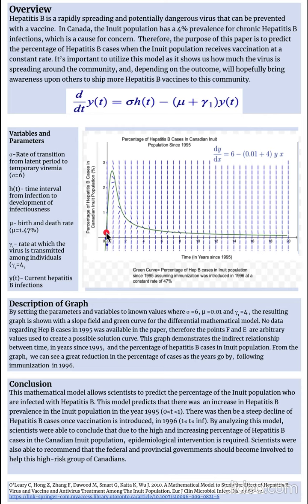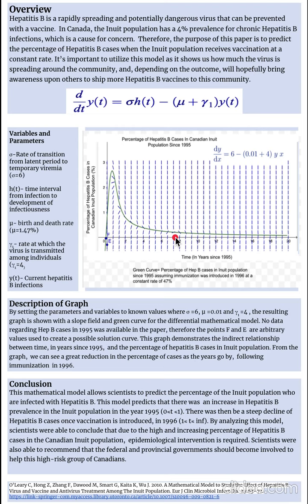So we can see that when t is between 0 and 1, there was a spike in Hep B cases. So this means in the year 95, there was an increase in cases. At t equals 1, which is 1996, vaccination was introduced, and since then, there has been a decline in cases.